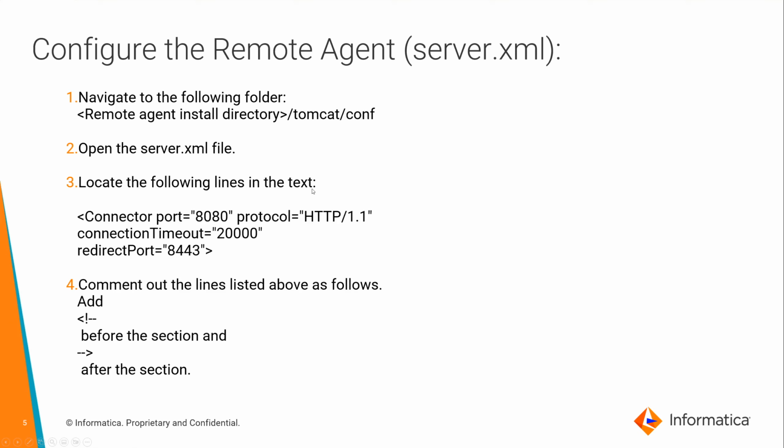We first locate the following lines in this text. So this basically is the part of the code which helps the agent to start up as an HTTP agent. Since we are planning to start the agent in SSL mode, we do not need this part of the code. So we are going to comment this part of the code.